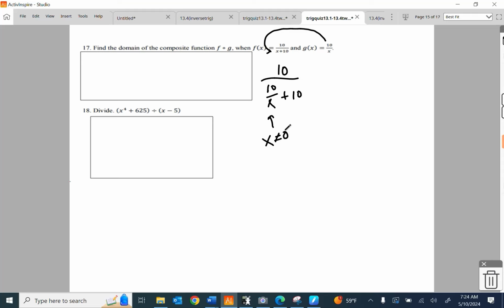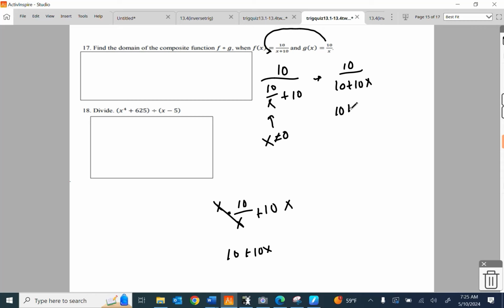Now, we're going to have to clean this thing up, make it look a little better. So I'm going to focus on 10 over x plus 10. What I'm going to do is multiply both pieces by x. That'll give me, the x's cancel, 10 plus 10x. So moving forward, I'm sitting at 10 over 10 plus 10x. I did that to make it look a little bit different, and now I can see something else that I can't be.